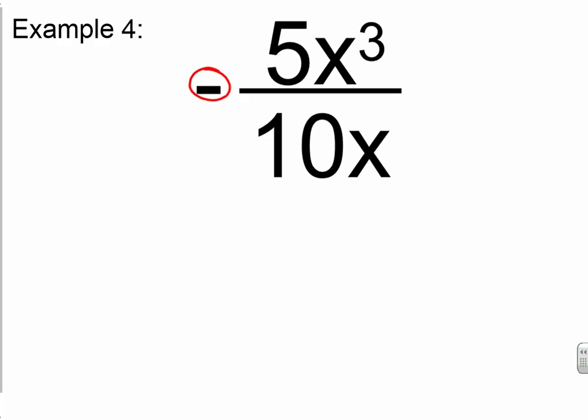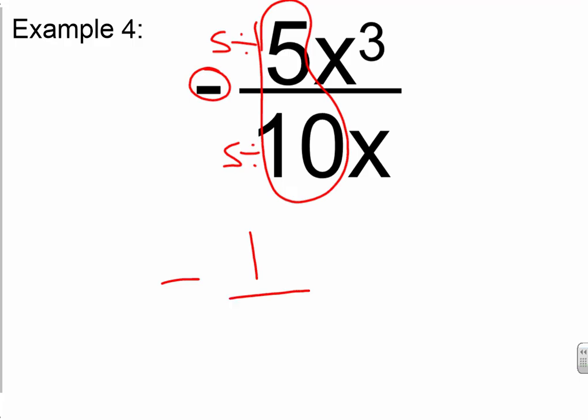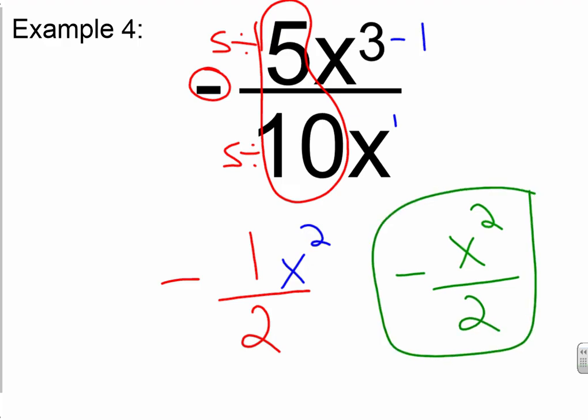First, because it's negative, it will stay negative. I can't divide 5 and 10, so I can simplify them by 5. 5 divided by 5 is 1. 10 divided by 5 is 2. The next part is to take care of my x's. This x on the bottom has a power of 1. I always do the top minus the bottom. X squared is what I end up with on top. Your final answer simplified is negative x squared over 2. Final answer.